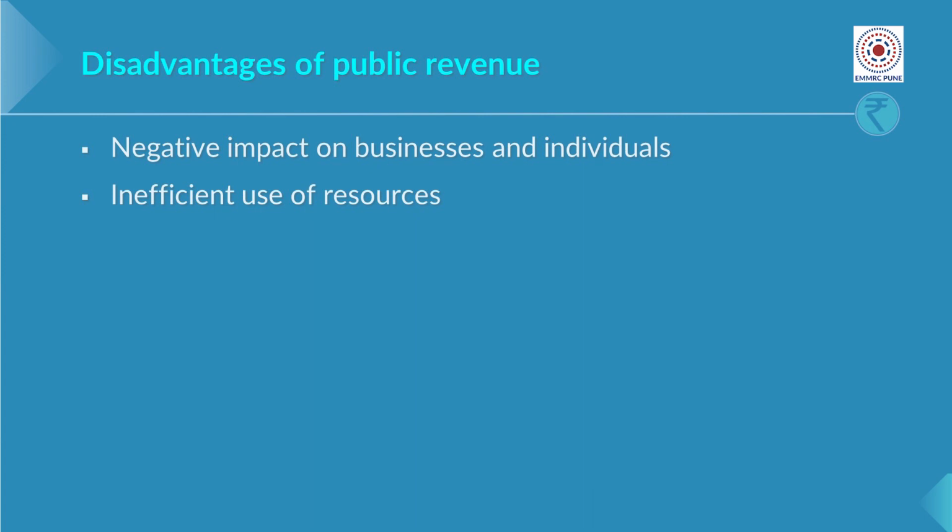Inefficient use of resources. Public revenue can be used inefficiently if the government does not use it wisely. For example, if the government invests in projects that do not provide any real benefits to society, then public revenue is being wasted.